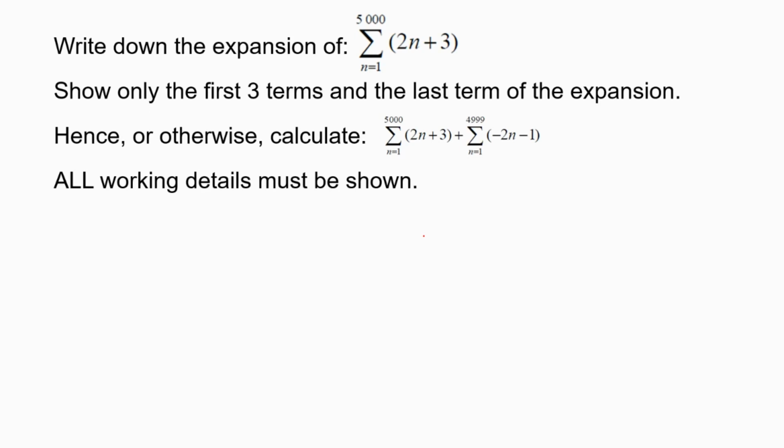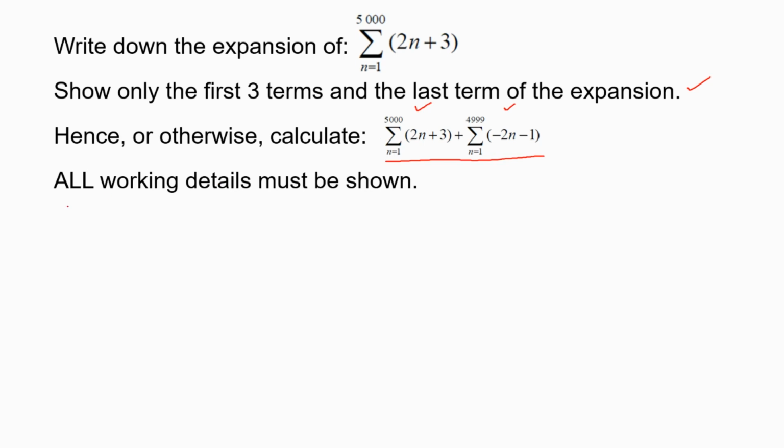Right, write down the expansion of the sum of the arithmetic series. Show only the first 3 terms and then the last term of the expansion. We've done that part. Hence or otherwise, calculate this summation here. Okay, so we have done the first part. We have done this one. Maybe we need to do this one and then we add them. All working details must be shown.